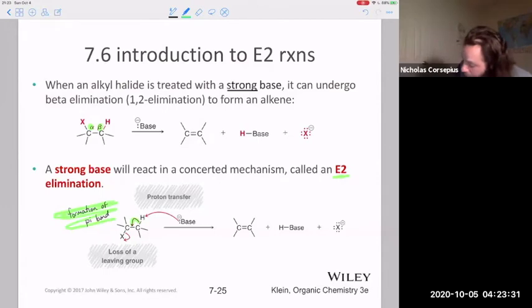Okay, but again, E2 is the fact that it's a concerted mechanism, meaning that you're losing the proton, that double bond is forming, and the leaving group is being lost all in the same step. We'll see that E2 reactions happen because you have a strong base.